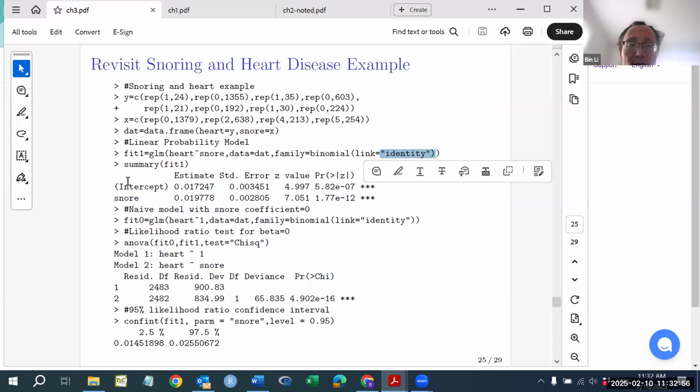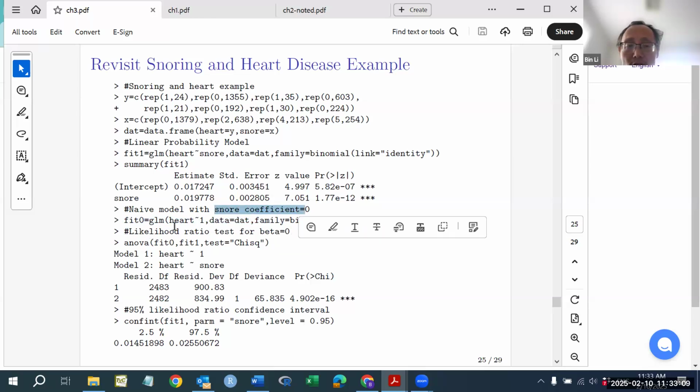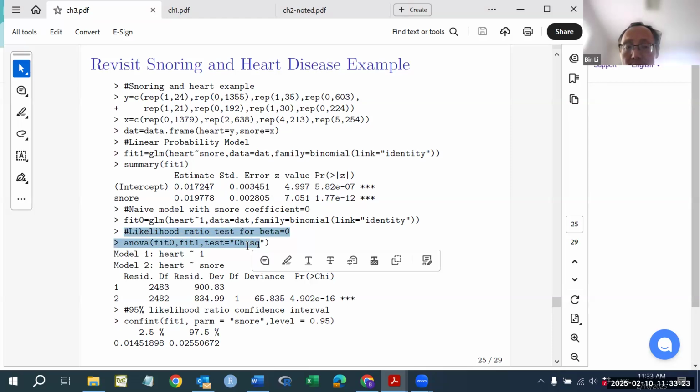The second is fit 1, and fit 0 is the naive model with the snore coefficient equal to 0. So that is heart ~ 1, only the intercept model without any coefficient for other variables. Then we can do the likelihood ratio test to test the snoring effect.